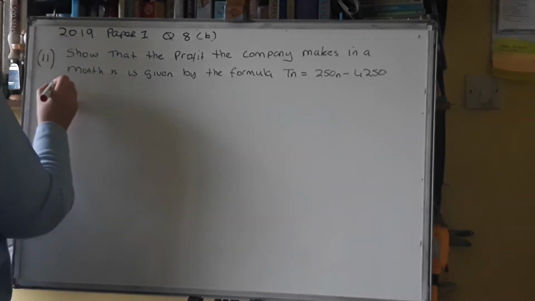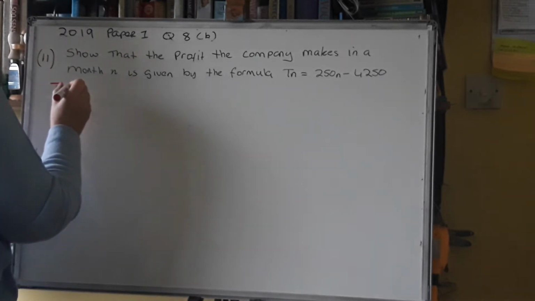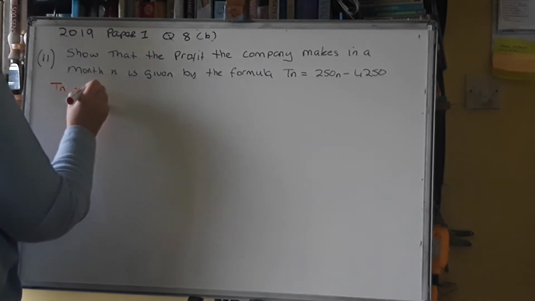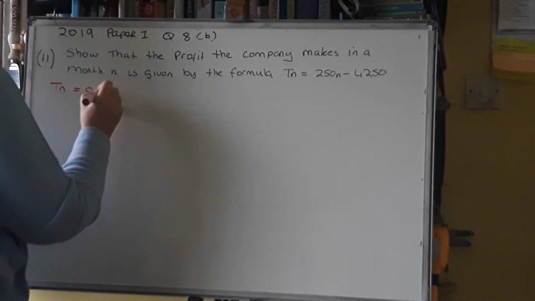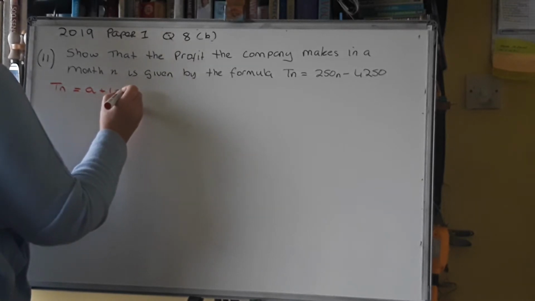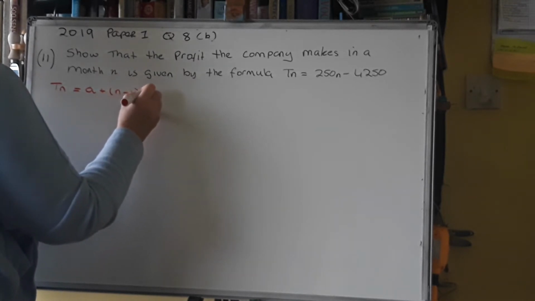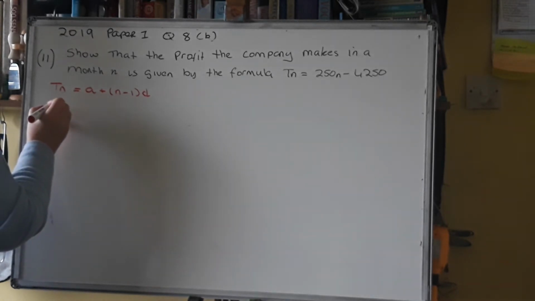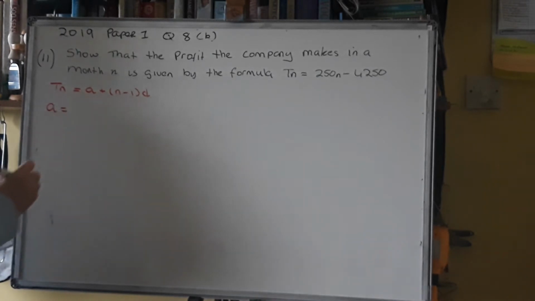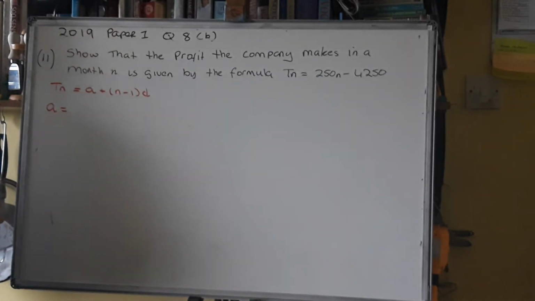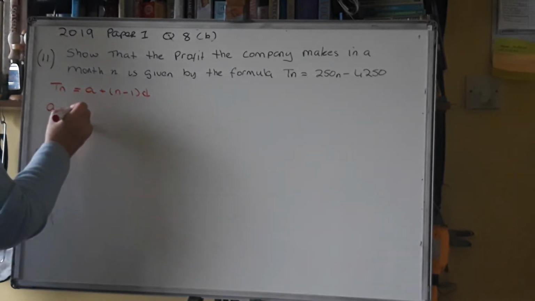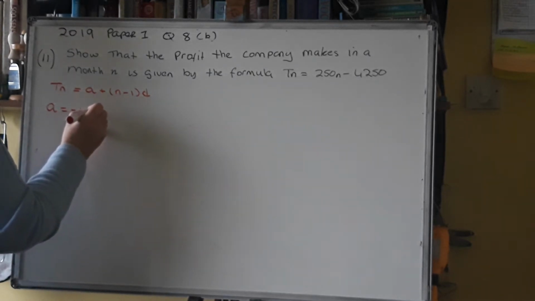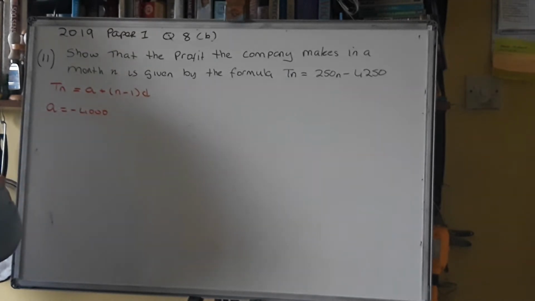So Tn equals A plus n minus 1 D. Okay? Tn equals A plus n minus 1 D. Now A is represented by the first number in the sequence. And when you did out your table, the first number, the profit in month 1, was minus 4,000. So that is going to be your A.